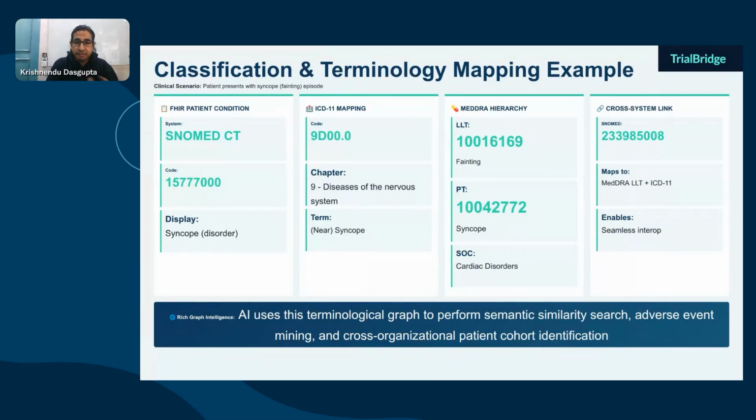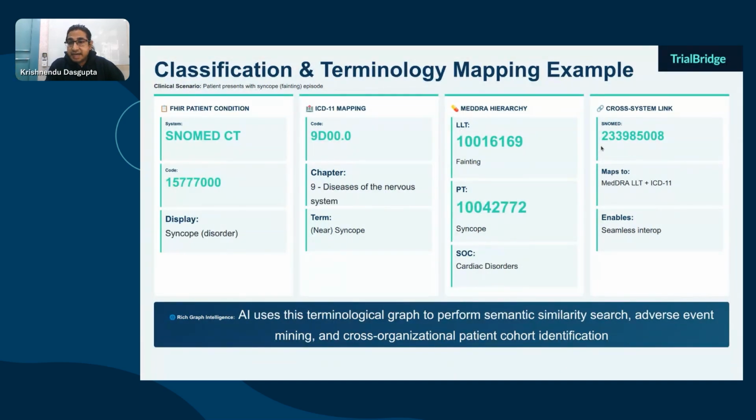The terminology, before I run into FHIR condition, we normally use SNOMED CT, which will display something like this during the demo. The ICD is mapping the code. Each of these ICD mappings can have a hierarchy, and that's very important. FHIR has a hierarchy, SNOMED has a hierarchy, ICD has a hierarchy, MedDRA has a hierarchy.